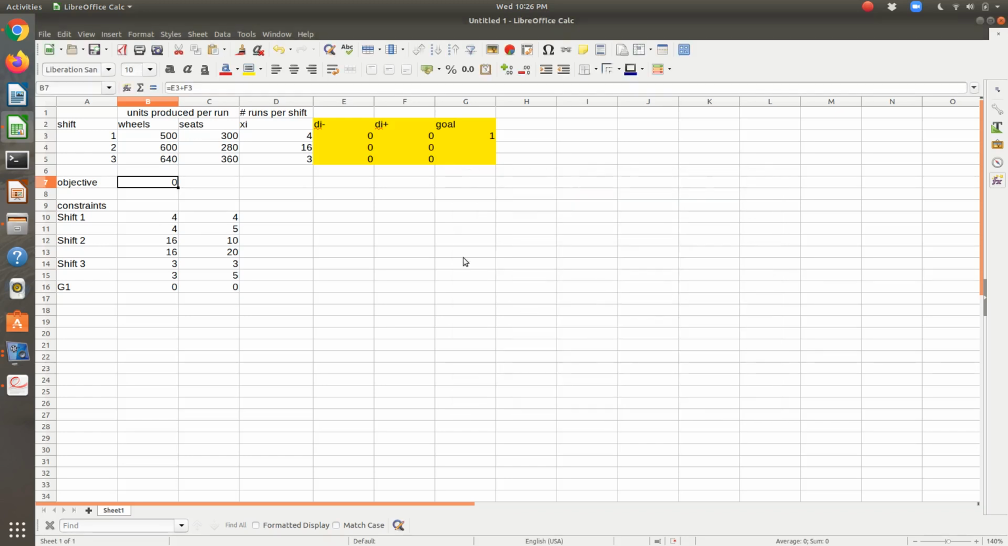Successfully solved. We keep our result. We find that all of our deviation variables are 0. So it looks like in shift 1 we have 4 runs, 16 in shift 2, and 3 in shift 3. With that, we make exactly twice as many wheels as we do seats, and our deviation variables are all 0. So we can exactly satisfy the requirement with 4 runs in shift 1, 16 runs in shift 2, and 3 runs in shift 3. It looks a little unbalanced, but in the context of the problem, there it is.